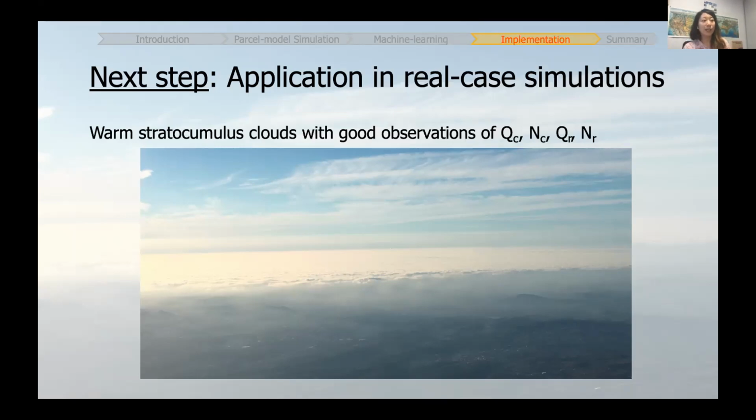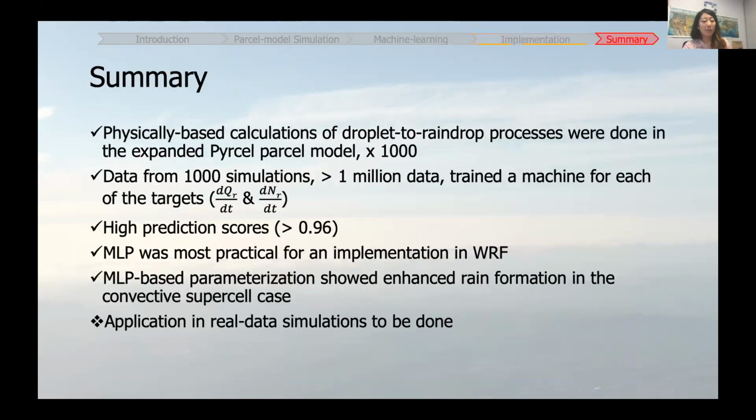But if you know any good case with good observational data sets, please let me know. And on the next slide, I am summarizing all the findings.